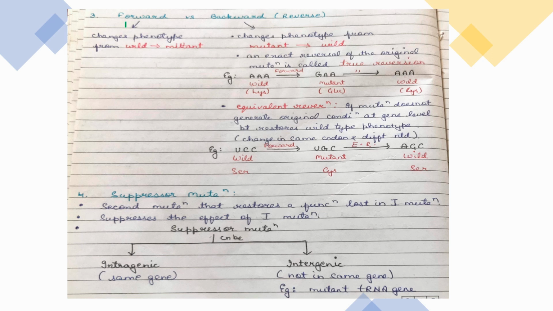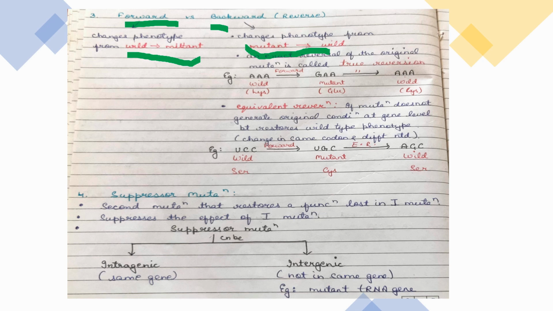Now we come to the next, that is forward versus backward. In forward mutation, the phenotype changes from wild to mutant, and in backward mutation, as the name suggests, the phenotype changes from mutant to wild type. Now if the exact reversal of the original mutation takes place, it is known as true reversion.